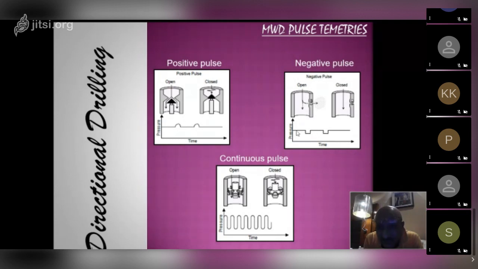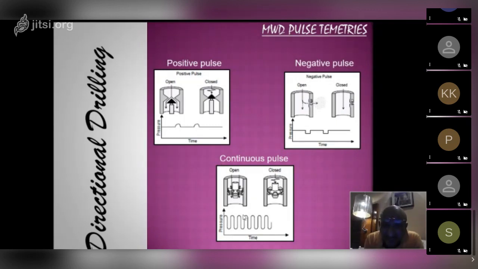So that's the reason it is called negative pulse. Base pressure was, let's say, 200, then it goes to 100, then again 200, 100. So close, open, close, open, close. So that's how it works.